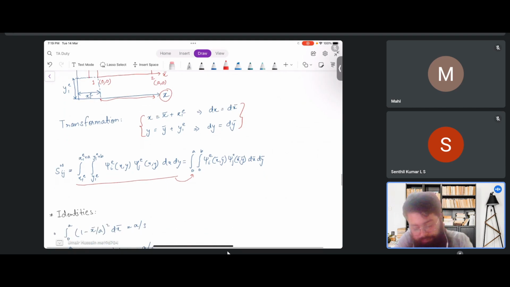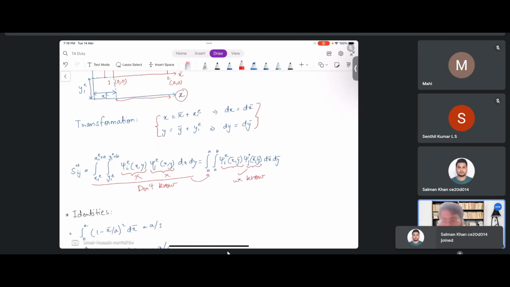The thing to be noted is that we don't know these, but we know these, right? So that's why we did this transformation, right?